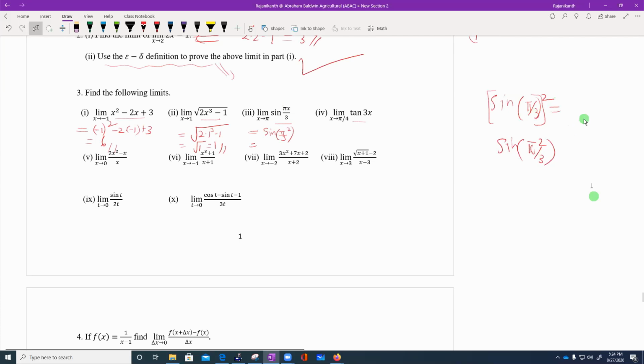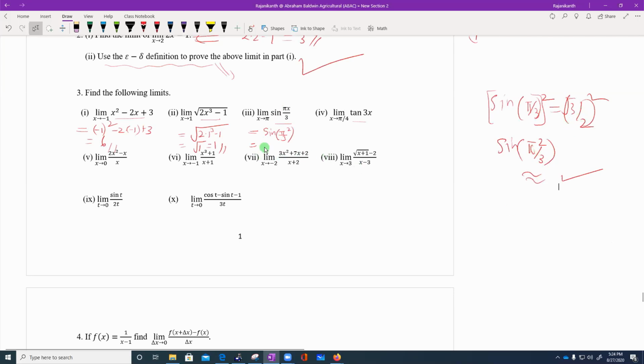Let's see who's telling. What is sine pi over 3? Unit circle. At this point, you have square root 3 over 2. But you have the square outside. So this is the meaning of the first expression. But the second one is not like that. Remember, the square is inside the sine, okay? So you will get some decimal number, no confusion. These two are different things.